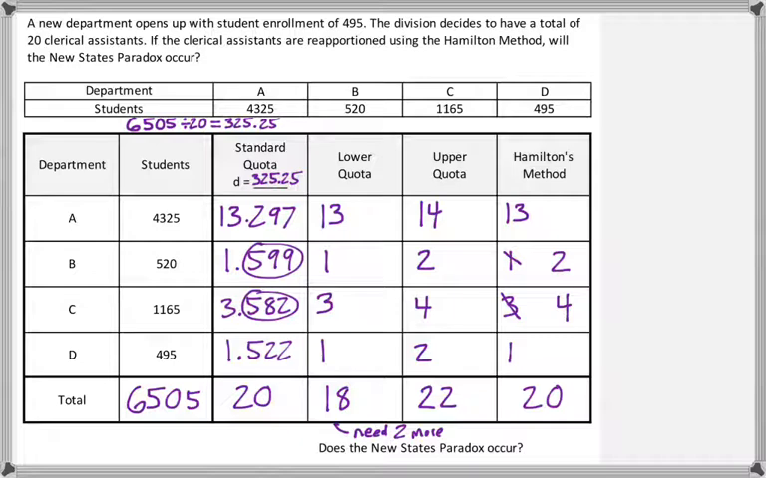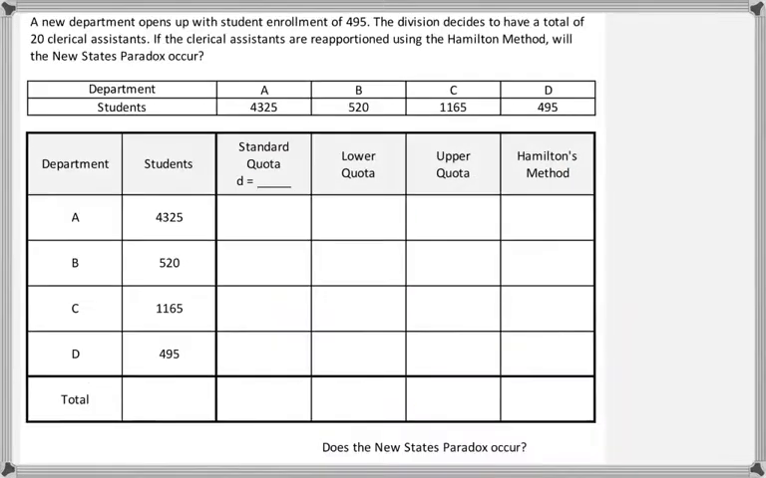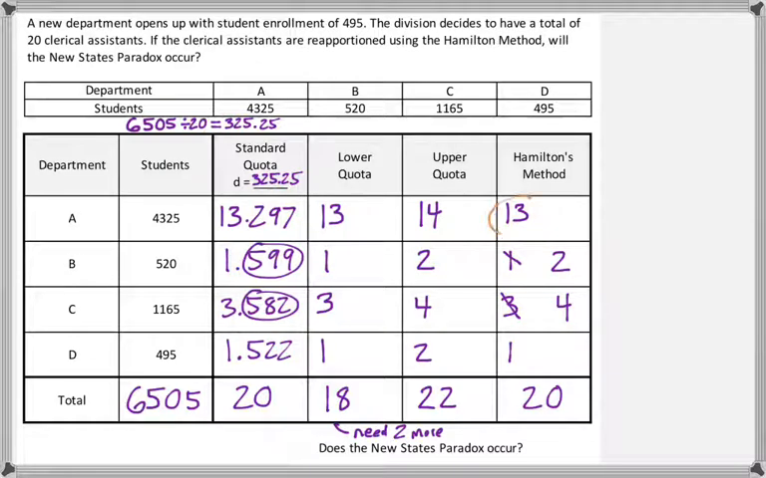So does the new states paradox occur? Well, if we compare these numbers with the original apportionment, Department A had 14, and they went down to 13. So yes, the new states paradox does occur because A has lost an assistant.